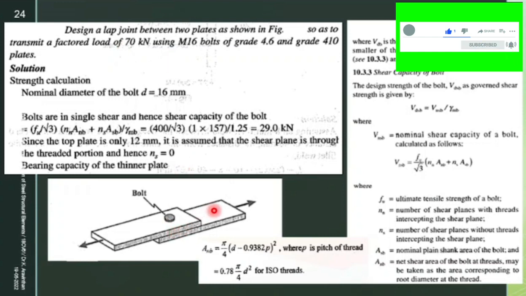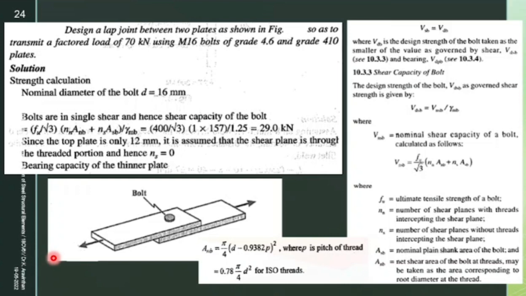So a tensile force is applied between the members. So this is a plate which is being tensioned, you have to connect with a bolt, using M16 bolt. So what do you mean by M16? 16 mm dia of bolt. So M16 stands for 16 mm diameter and the grade of bolt is 4.6.